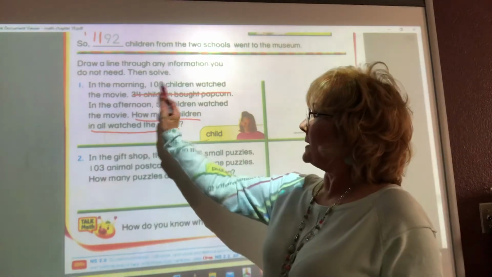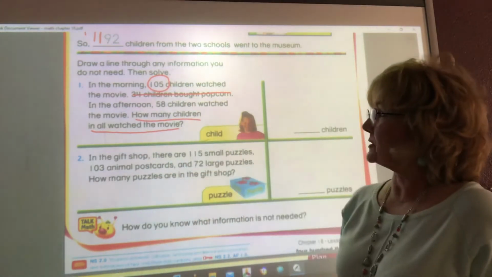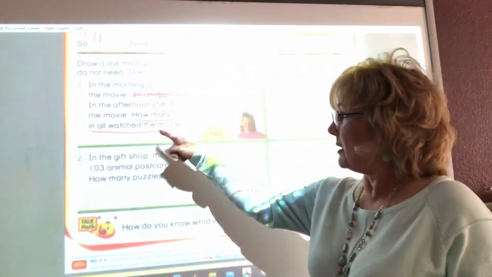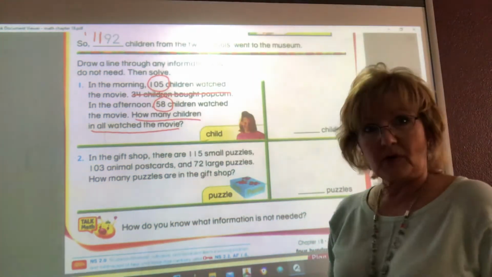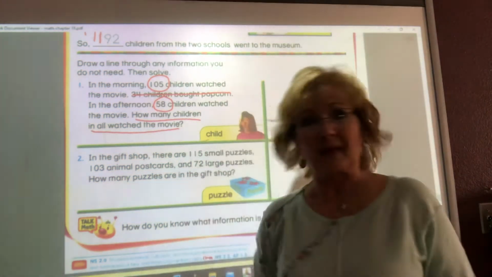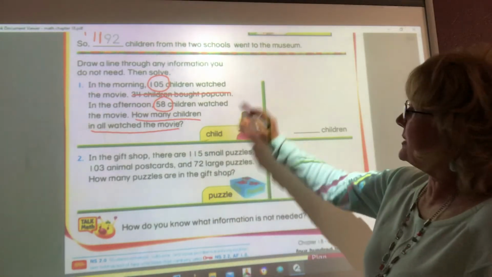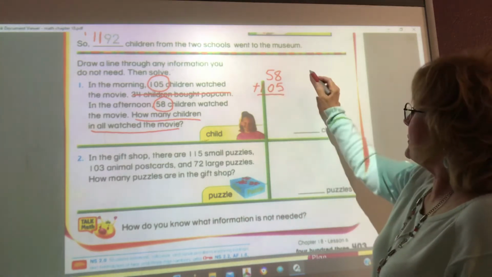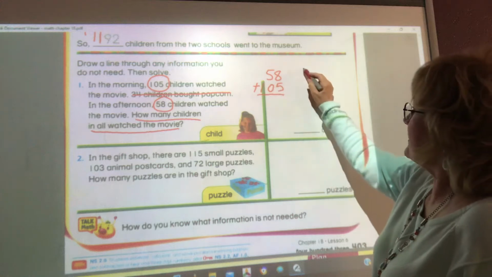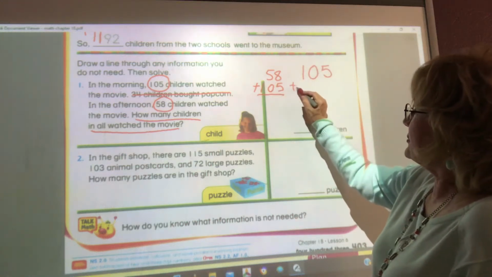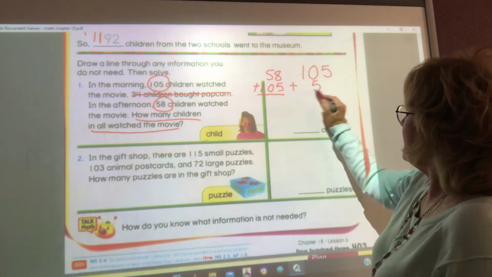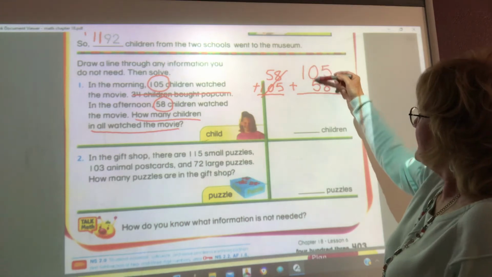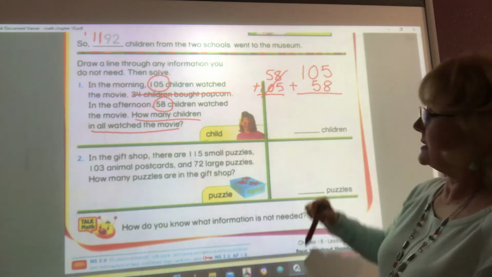Now let's see. In the morning, 105 children watched the movie. In the afternoon, 58 children watched the movie. In all means addition, right? I dropped my pen, so I'm back. So we're going to write. Now, do you think we should put the 58 on top, the 105? It doesn't matter, but when you have a 2-digit mixed with a 3-digit, I like to put the larger number on top, okay? Even though it doesn't really matter. Now make sure you line the 8 under the 5 under the 0, because those are 1s and 10s, okay?